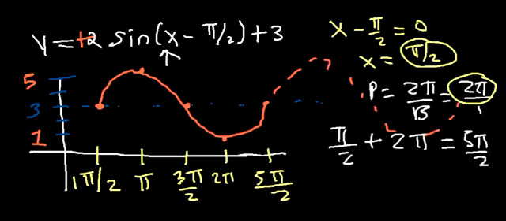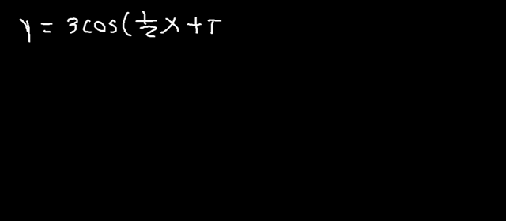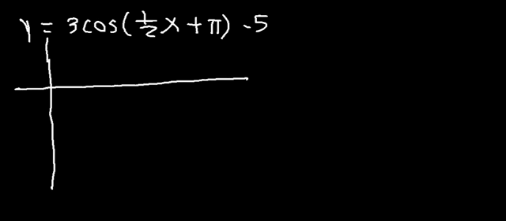Let's try another example. So let's say if we wish to graph y equals 3 cosine 1/2 x plus pi minus 5. So I'm going to draw the graph like this. So the vertical shift is at -5 and the amplitude is 3.